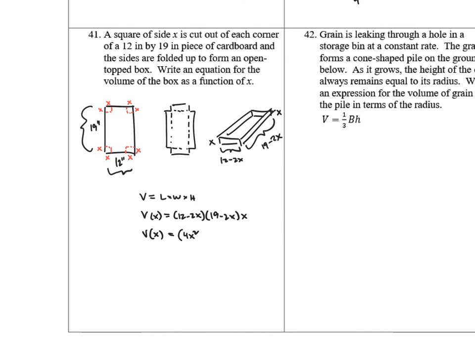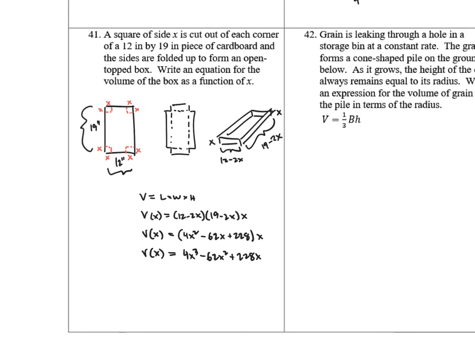And what would I have after that? Then I'd have minus 62x, which is negative 2x times 19, plus negative 2x times 12. That would be 24 and 38, which makes negative 62. And then 12 times 19 is 228. Then I distribute the x. That gives me 4x cubed minus 62x squared plus 228x. So there you have it. That's the volume of that box with respect to x.